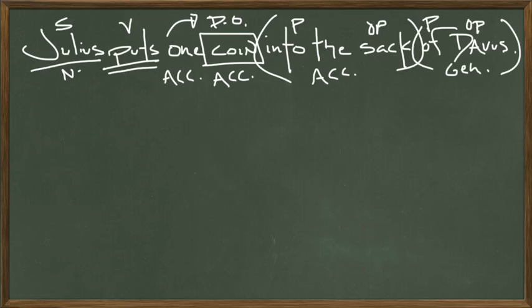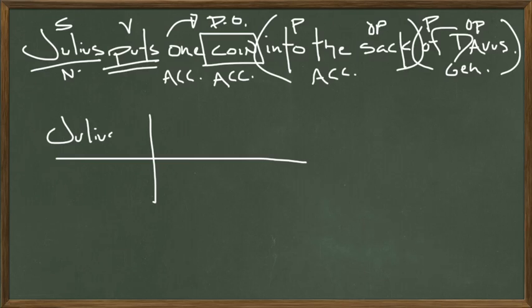I teach in an inner city school, and I have my students diagram these all the time. The reason I have them diagram these sentences is that it gives them a pictorial representation of the language. It really helps them kind of break it down. Let's run through this together. So we have Julius on the subject side. On the verb side, he puts what? He puts coin. Okay, we've got our basic sentence right there.